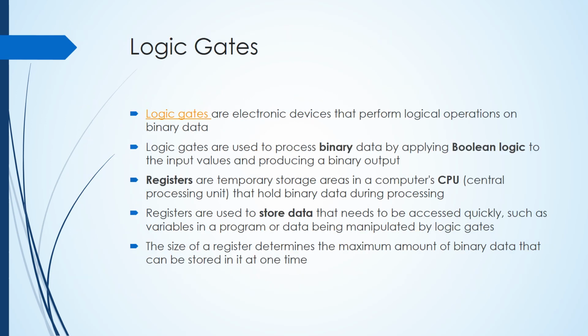We have already talked about logic gates and logic circuits in chapter number 10, and here let's have a quick recap. Logic gates are electronic devices that perform logical operations on binary data. Logic gates are used to process binary data by applying Boolean logic to the input values and producing a binary output. Registers are temporary storage areas in a computer's central processing unit that hold binary data during processing.